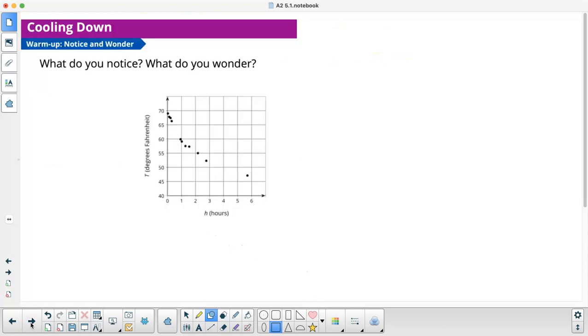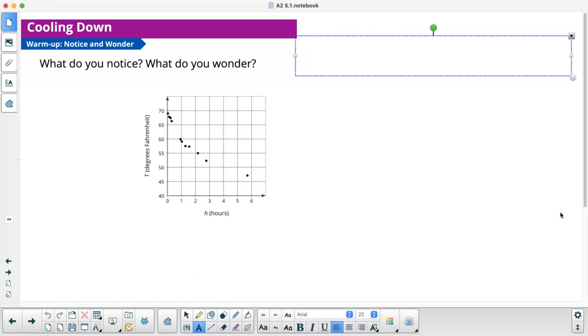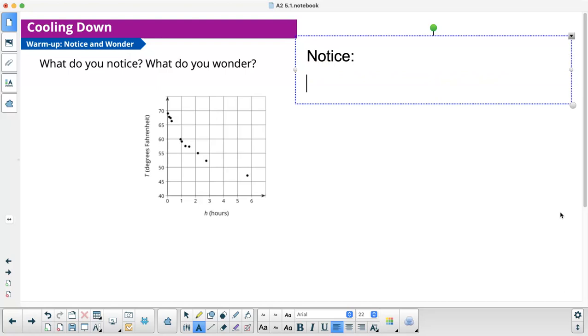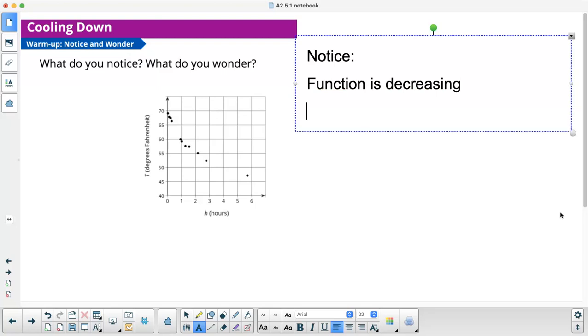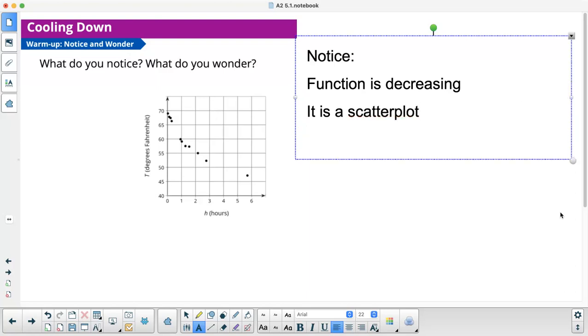All right, so what do you notice? What do you wonder? Let's make a little list here, starting with notice. I notice the function is decreasing. I notice it is a scatter plot. I notice it looks linear or exponential. Hard to tell with this data. We don't really have a lot of it.